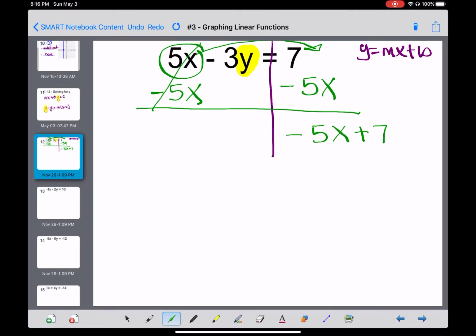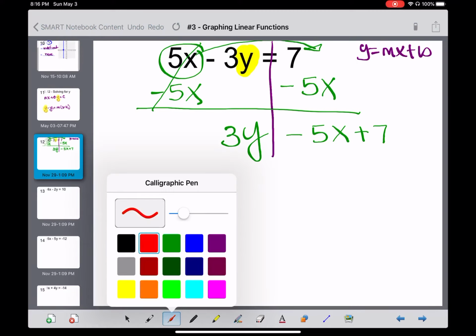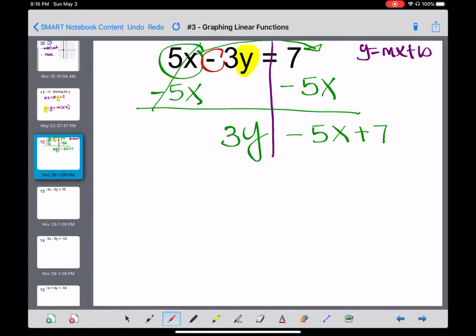Okay. On the left side, I have the 3y. But please, please, please be careful because there's a negative sign there. And you also have to bring it down. Some of you are forgetting that little negative, and that's what's throwing the whole thing off.